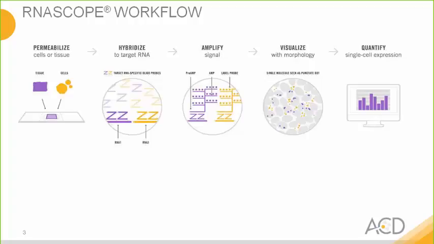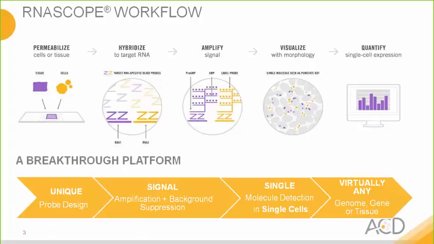Here's the RNAscope workflow. We are working to permeabilize the cells or the tissue in order to target and hybridize our target RNA. We will amplify the signal, and you'll be able to visualize with morphology and quantify with single-cell expression. RNAscope utilizes a unique probe design that allows for simultaneous signal amplification and background suppression to achieve single molecule detection seen as a single punctate dot. This can be done with virtually any genome, any gene, or any tissue.